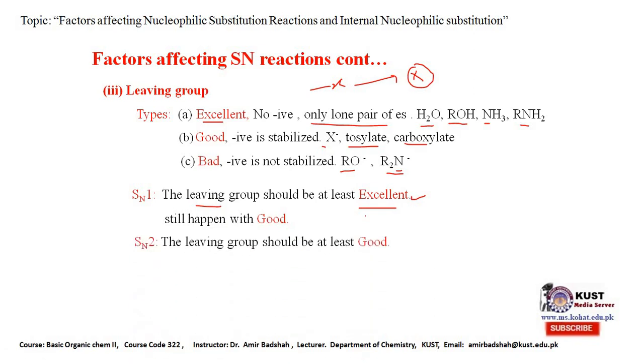And the SN2 reaction can also be affected by the nature of the leaving group. But for SN2, excellent is good, but it can also occur with a good leaving group. A leaving group should be at least good. If it is bad, then neither the SN2 reaction nor the SN1 reaction will occur. But if the leaving group is excellent or good, mostly the excellent group favors the SN1 reaction, and both excellent as well as good work, but the good one is enough for the SN2 reaction.